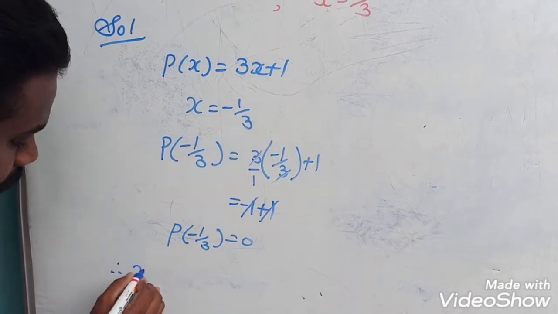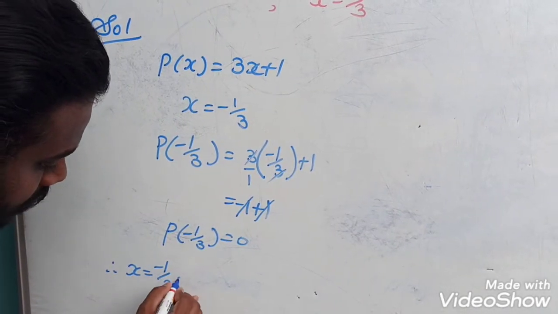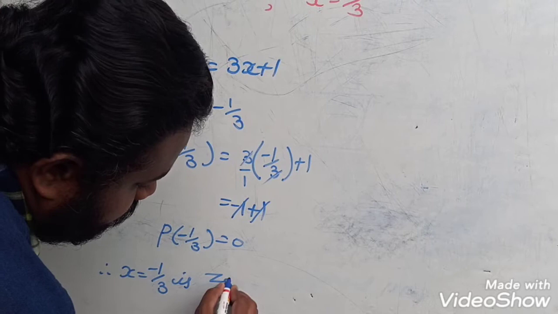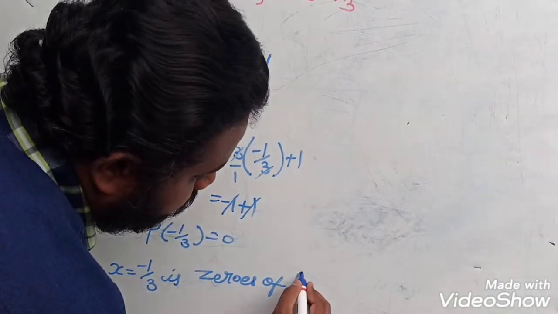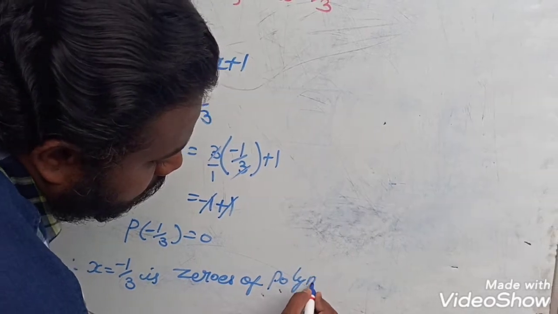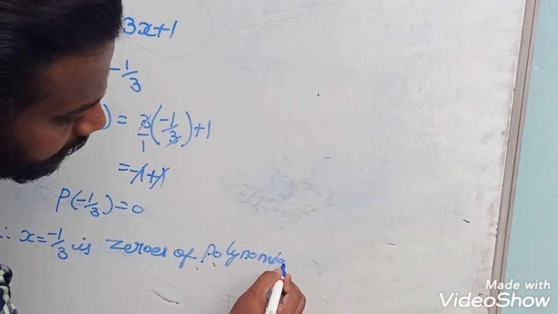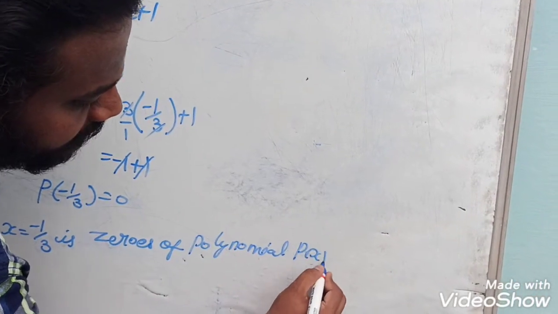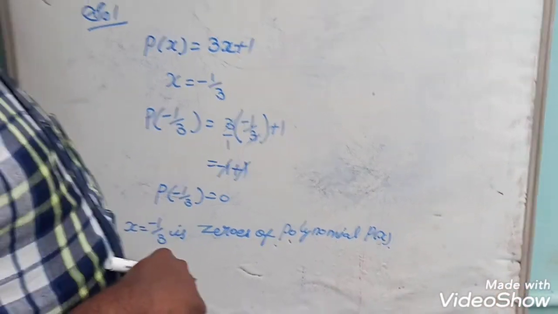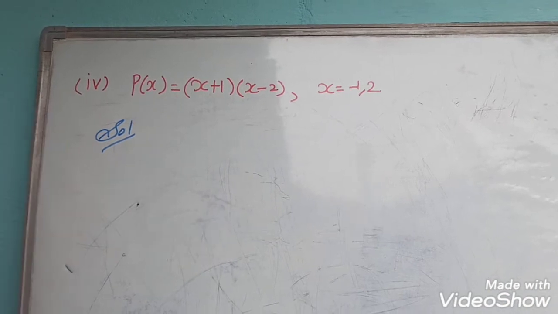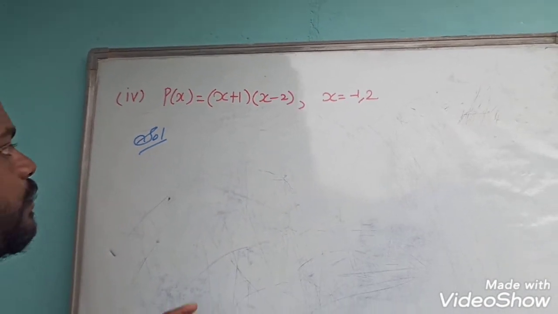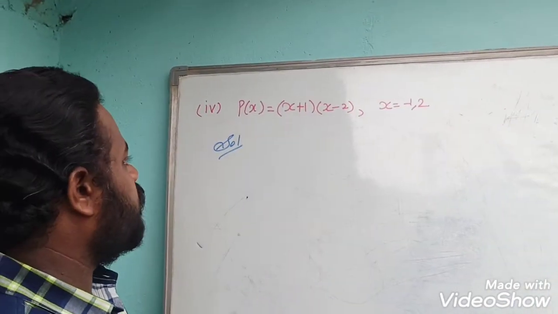Therefore, we conclude x equal to minus 1 by 3 is a zero of the polynomial P of x. Next, we move on to question number 4. Second question, third question, do it as your homework in the homework notebook.